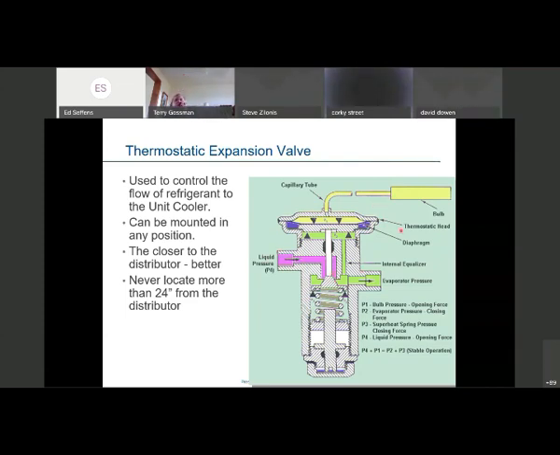Opposing these two forces would be the evaporator pressure that's trying to close the valve, because it puts pressure underneath the diaphragm, and then we have the superheat spring right here. This superheat spring is the only portion of the expansion valve that's adjustable, okay? And we adjust it to whatever superheat setting we want to maintain at the evaporator.